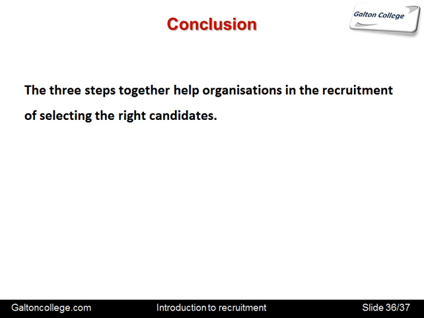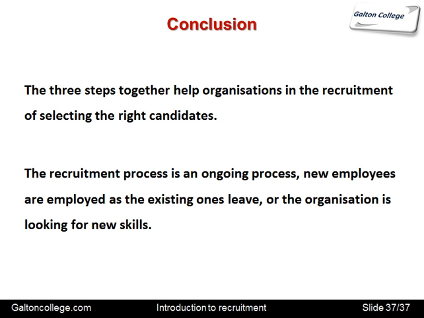The 3 steps together help organizations in the recruitment of selecting the right candidates. So the 3 steps help to select the right candidates to fill the position. It's an ongoing process. New employees are required constantly. Generally speaking there's a turnover of labour in most companies. People leave for various reasons throughout the year and new people will be recruited.